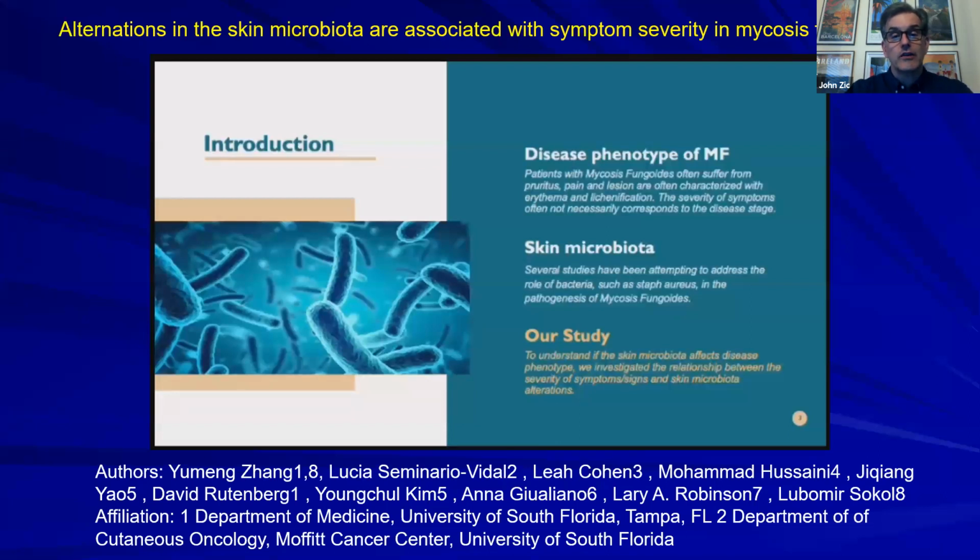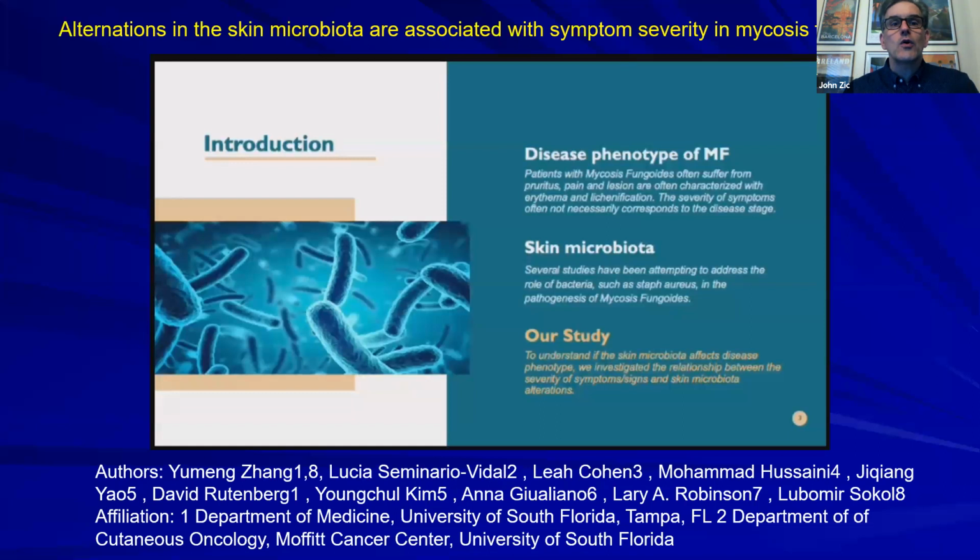So in this particular presentation by Yumeng Zhang, who is from the Department of Medicine and the Department of Cutaneous Oncology at Moffitt Cancer Center in the University of South Florida. In this particular study, they looked at the type of bacteria that are on the skin of patients with mycosis fungoides. And they looked at whether or not the type of bacteria that are on top of the skin overlying a patch or plaque of mycosis fungoides, which is a type of cutaneous T-cell lymphoma, versus normal skin might be different.